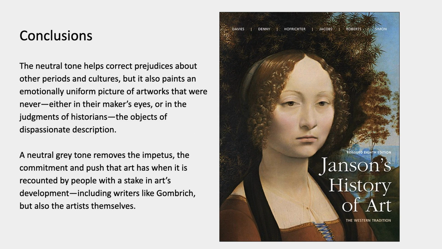So, by way of conclusion, this neutral tone definitely helps correct prejudices about other periods and cultures, but it also paints this emotionally uniform picture of artworks that were never actually, in their original contexts, the objects of dispassionate description. The neutral gray tone removes the impetus, the motive, the commitment, and the push that art has when it's recounted by people with a stake in its development. And that includes not only earlier writers like Gombrich, but also, obviously, artists themselves, who are continuously and forever judging, weighing, and comparing, and hardly ever dispassionately chronicling.